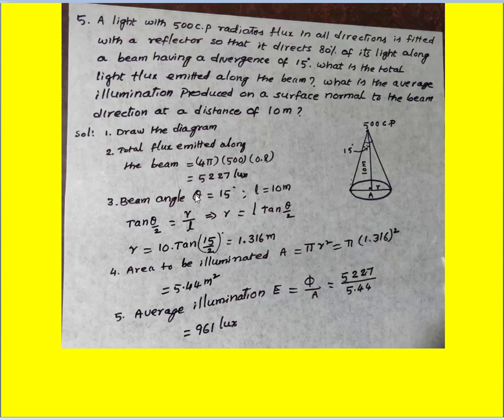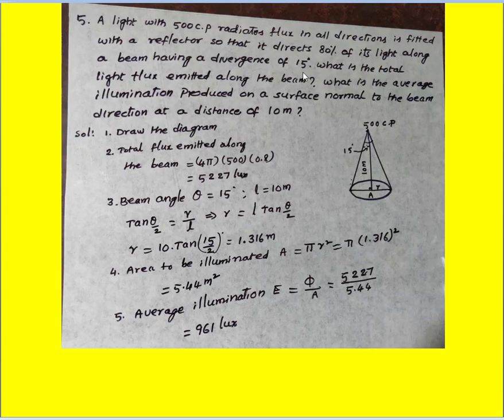Hello friends, today I will discuss the illumination numericals. So here we have a problem. A light with 500 cp radiates flux in all directions and is fitted with a reflector so that it directs 80% of its light along a beam having a divergence of 15 degrees.